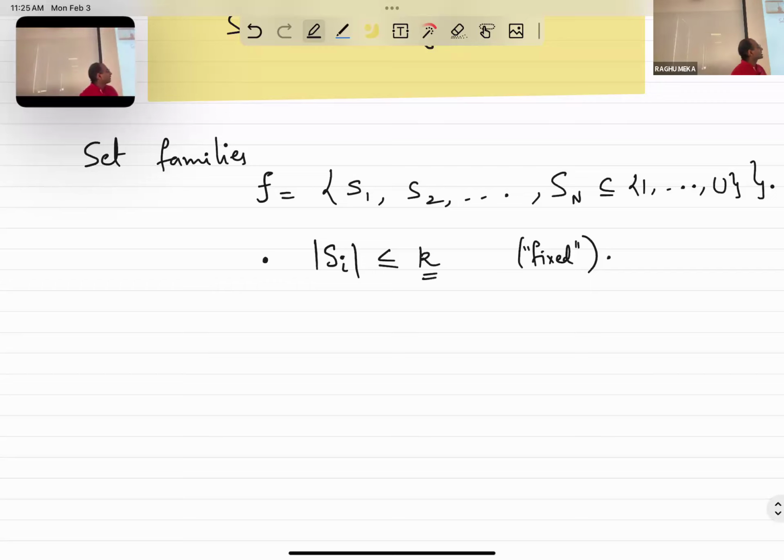Okay. What do I mean by small or fixed? We're going to think of K as being small and the size of the universe as being something out of our control. Right? So maybe universe size is 1 billion, but I'm just telling you, okay, you're picking sets where each set only has 10 elements.